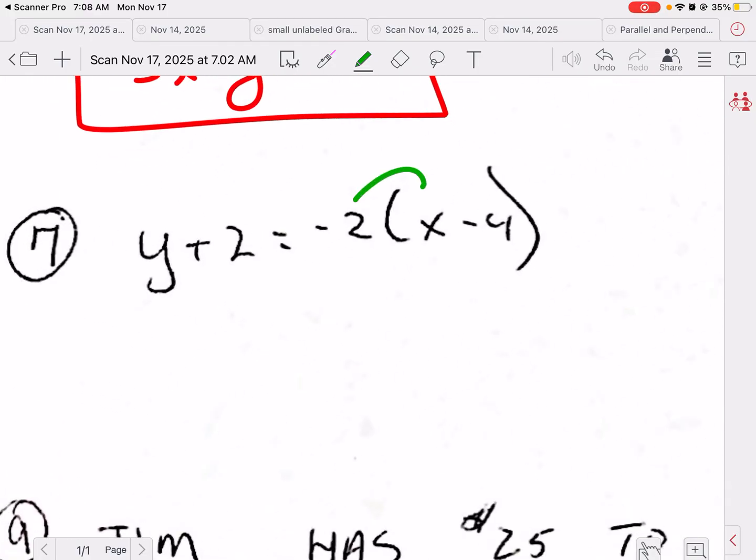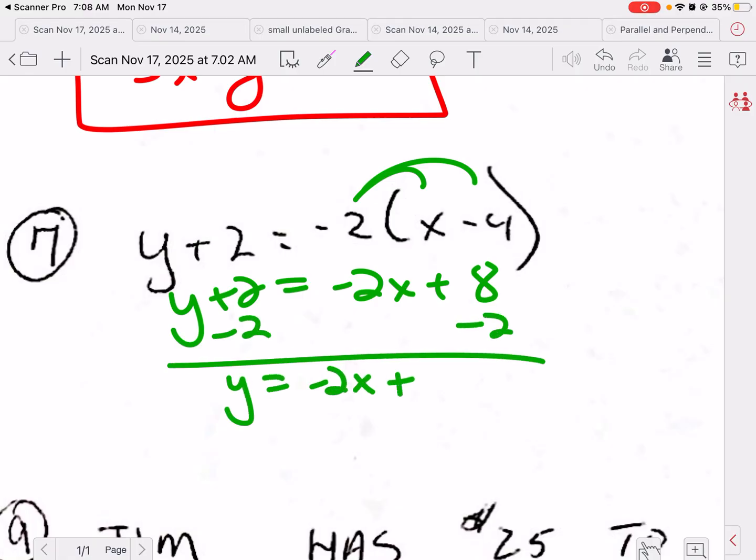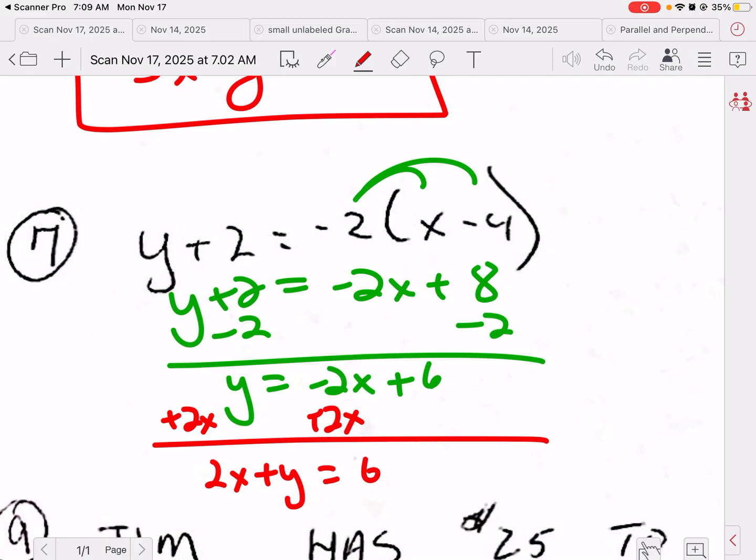Same idea with this one. I'm going to distribute. Y plus 2 equals negative 2x plus 8. I'm going to subtract my 2 over. So I get y equals negative 2x plus 6. And then again, because standard form wants the x and y on the same side, I'll add 2x over. So I get 2x plus y equals 6 because those cancel out.